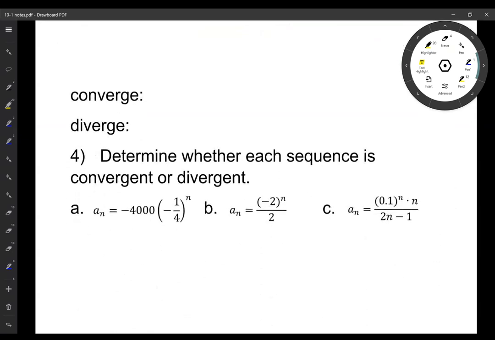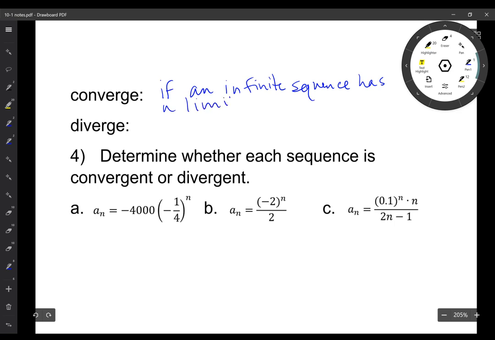So now we're going to look at whether sequences converge or diverge. Converge is if an infinite sequence has a limit. If an infinite sequence has a limit, it converges. And then diverge would be when an infinite sequence has no limit.